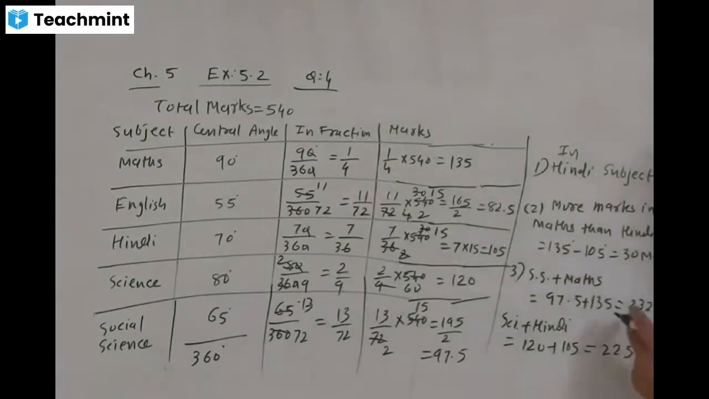Yes. Therefore, 232.5 marks is more than 225. Yes, social science plus maths marks is greater than science plus Hindi marks. Okay.